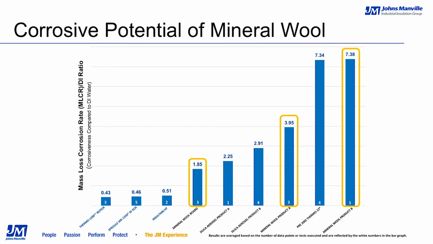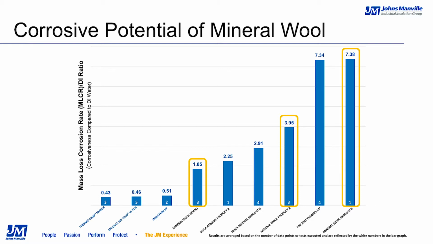So back to this slide one last time to look at corrosion mass losses of mineral wool. The results of the C1617 test show that the mineral wool board is about 1.85 times as corrosive as DI water, where the other two products that we tested came out to about 4 to 7 times that of DI water. So in looking at the data, you can see there's a lot of variability on the mass loss corrosion rate in mineral wool across the board.